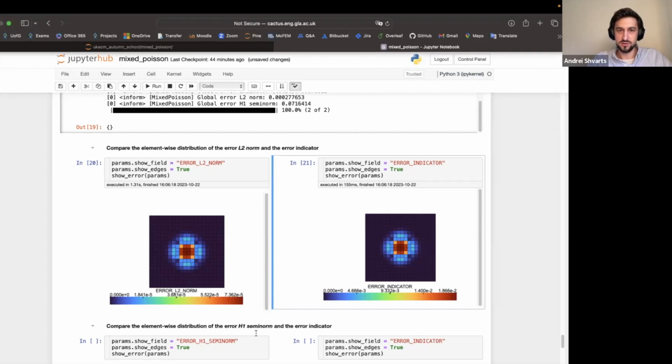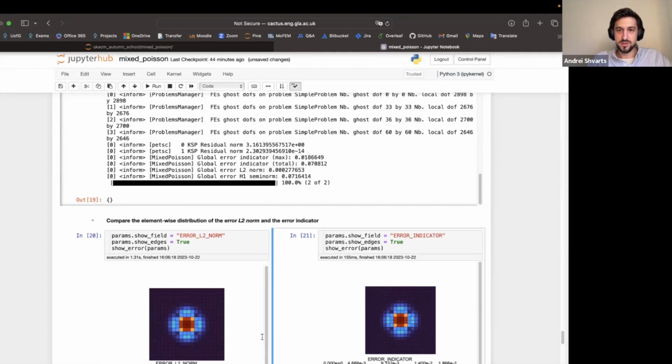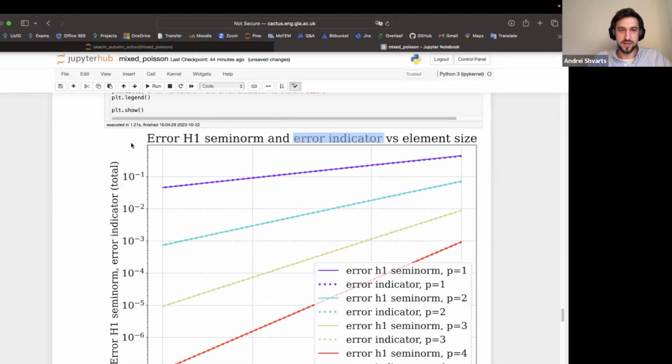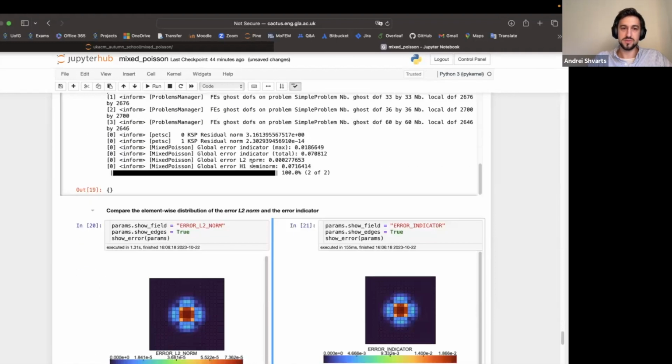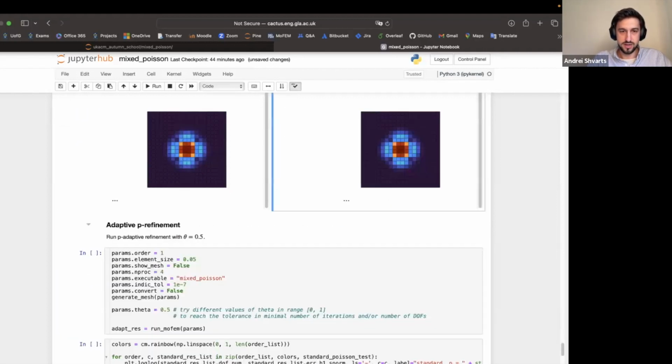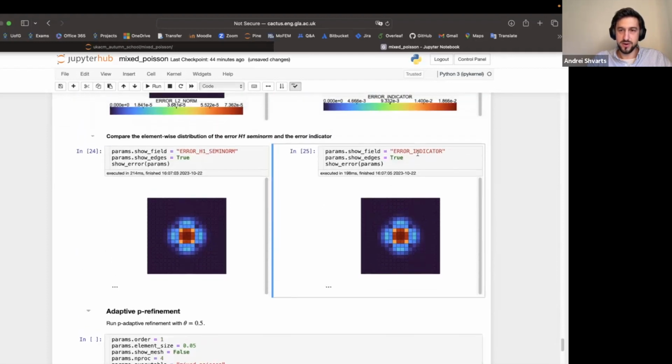They're basically very different. And that's not a surprise, because what's actually coinciding on this plot over here is the error indicator and error H1 semi-norm. So that's what we are plotting in the following two cells. And we're going to be comparing here now error indicator with error H1 semi-norm. Again, the same elements are highlighted. And if you look into the values, we now see that the error indicator is very close to the values of the error H1 semi-norm.